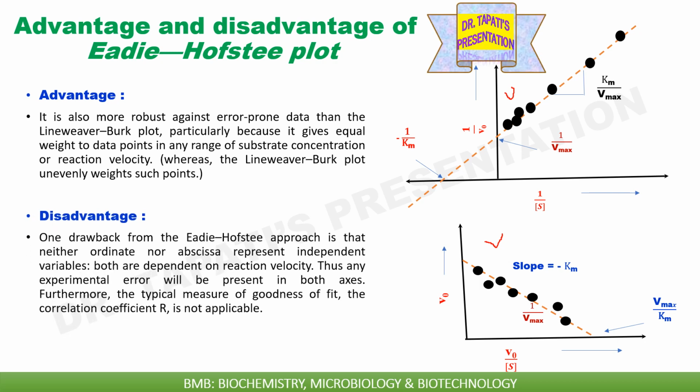Now, what is the disadvantage? One drawback of the Eadie Hofstee approach is that neither the ordinate nor the abscissa represents independent variables. Both are dependent on reaction velocity. Here you can see it is V0 and in this case it is V0 by S. Thus any experimental error will be present in both axes, because in both axes the V0 value is there. Furthermore, the typical measure of goodness of fit, the correlation coefficient R, is not applicable in this case.